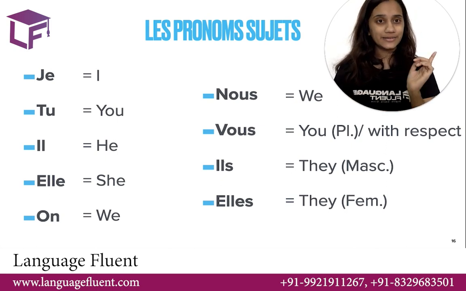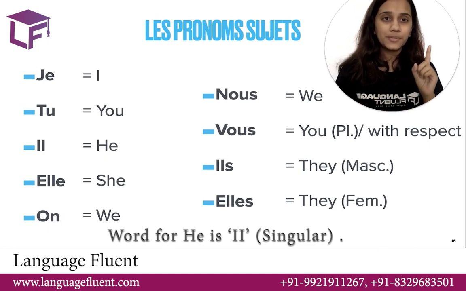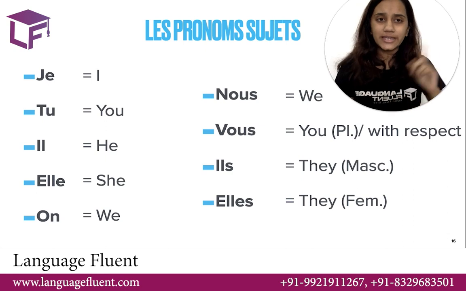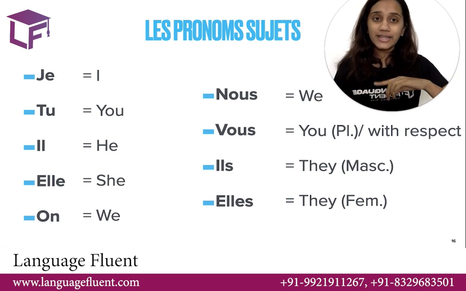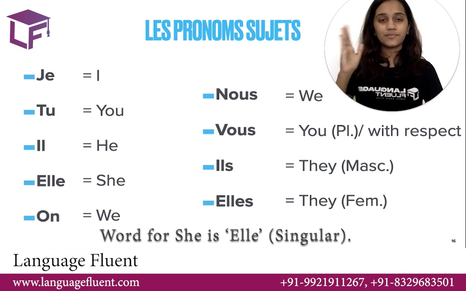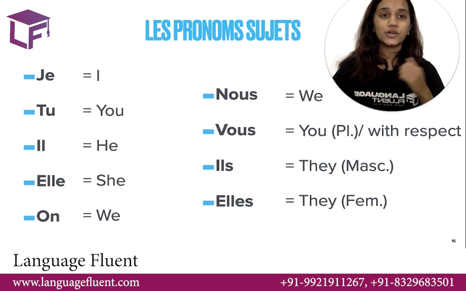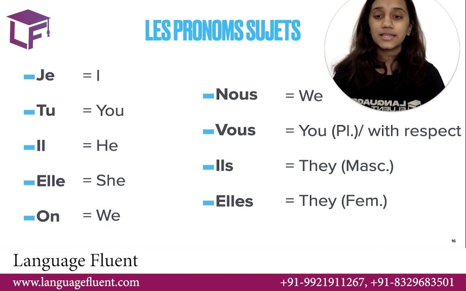Then there is il. So il is when you refer to a single person but masculine only, so he. Same in English. Then exactly opposite of it is elle. So there is a feminine person when you're referring to, so she, which is elle. So il, elle.